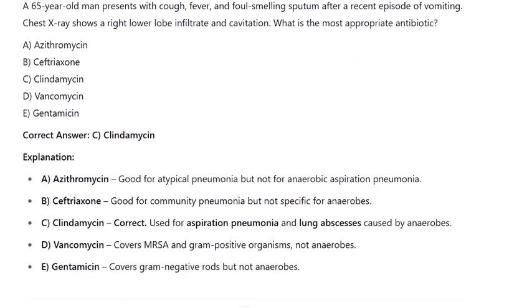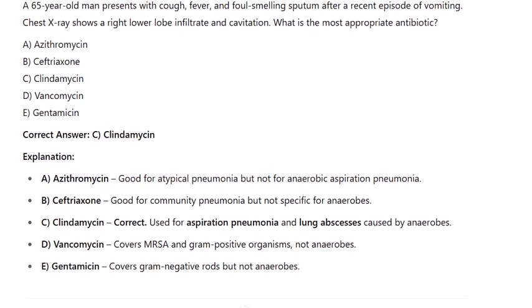USMLE Question 1, Clinical use. A 65-year-old man presents with cough, fever, and foul-smelling sputum after a recent episode of vomiting. Chest X-ray shows a right lower lobe infiltrate and cavitation. What is the most appropriate antibiotic? A. Azithromycin. B. Ceftriaxone. C. Clindamycin. D. Vancomycin. E. Gentamicin.